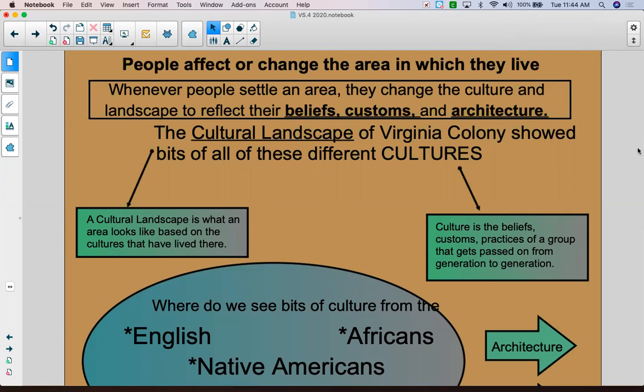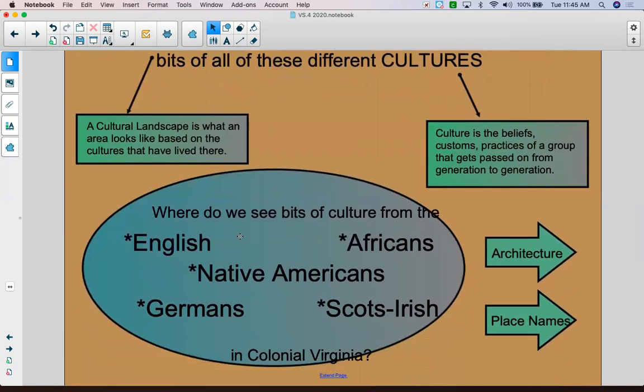So, people affect or change the area in which they live. Whenever people settle an area, they change the culture and landscape to reflect their beliefs, customs, and architecture. The cultural landscape of the Virginia colony showed bits of all of these different cultures. So a cultural landscape is what an area looks like based on the cultures that live there.